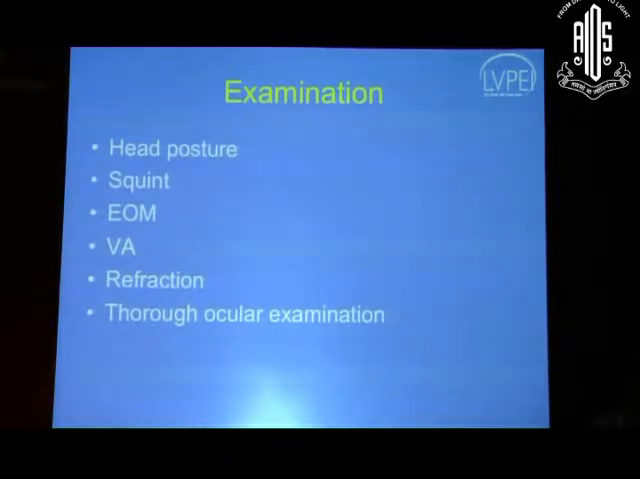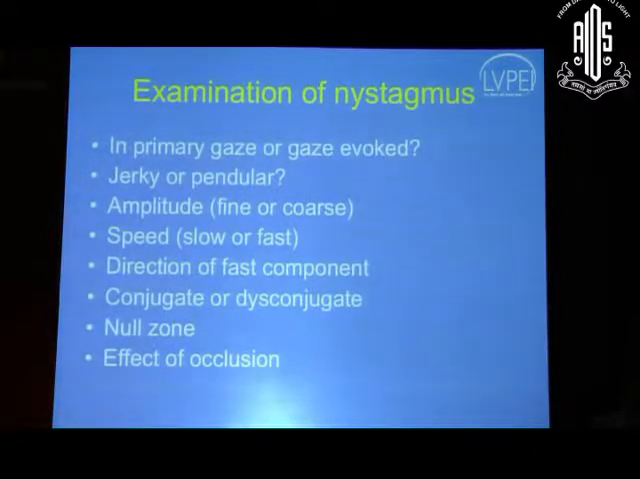Head posture. As soon as the patient comes to you, this is one of the most important things you need to look at. Then squint and strabismus evaluation, and extraocular motility. Sometimes strabismus evaluation and nystagmus evaluation go hand in hand, and a thorough ocular examination and a comprehensive evaluation is definitely required. What answers do you need when you begin? Specifically talking about nystagmus here, and keeping aside the strabismus part.